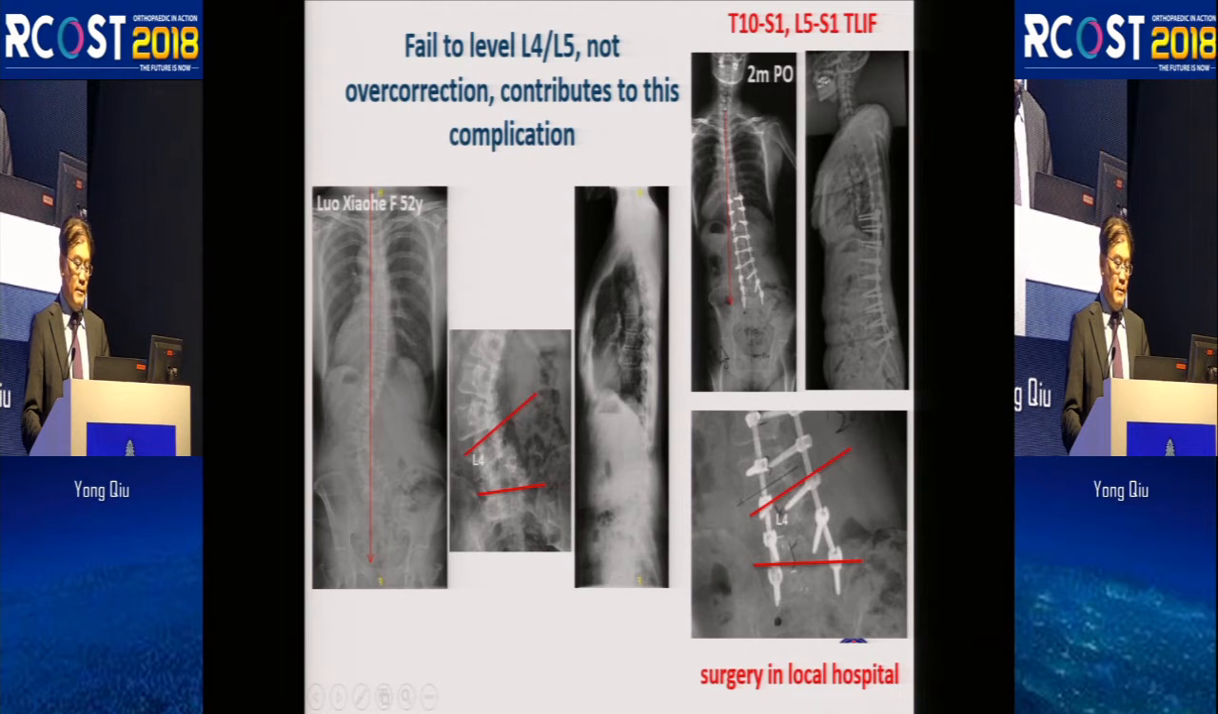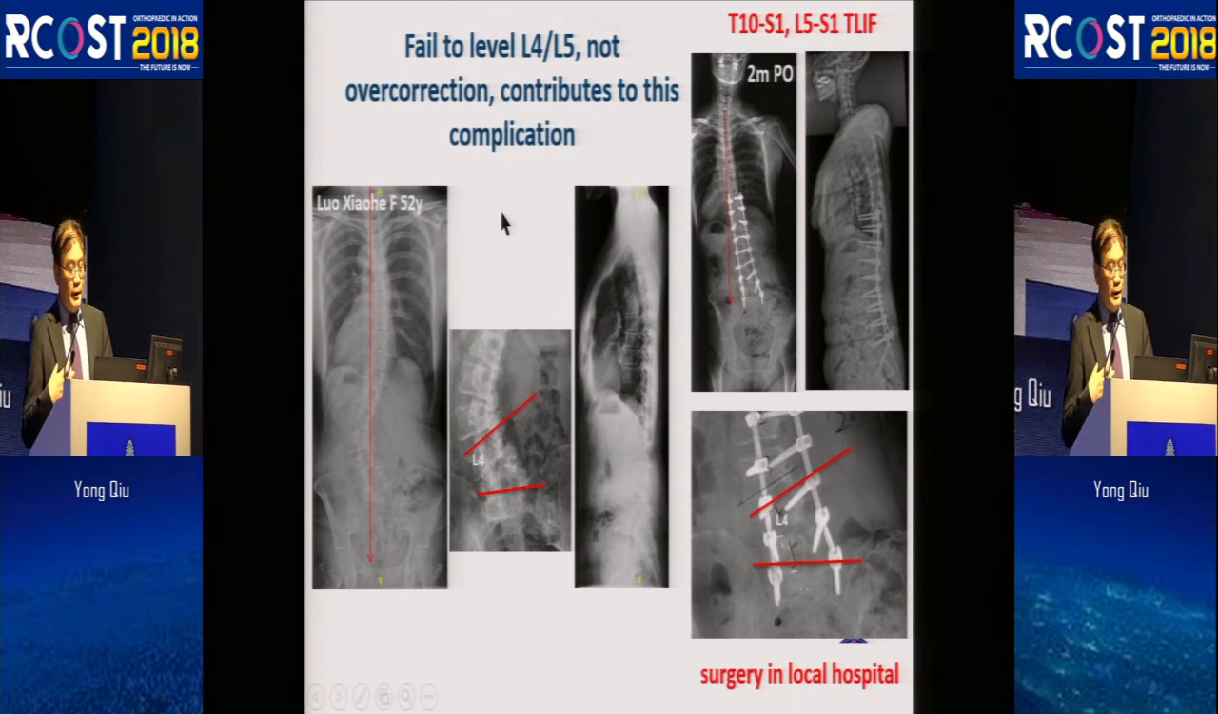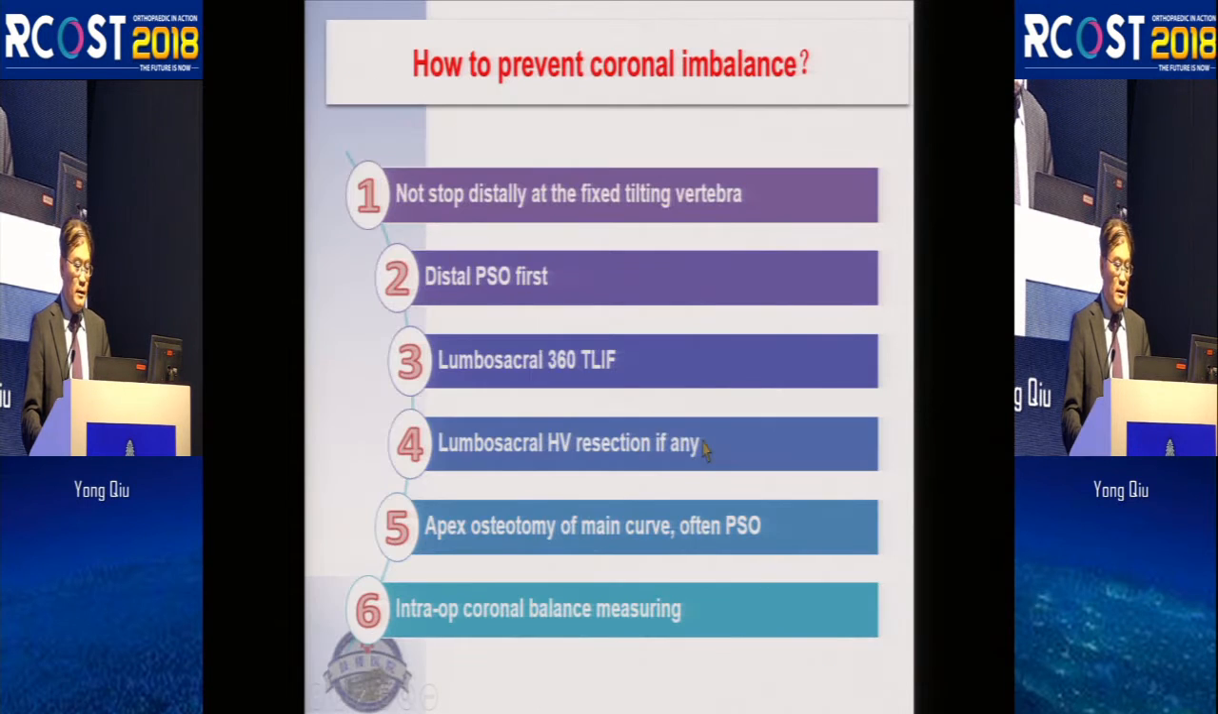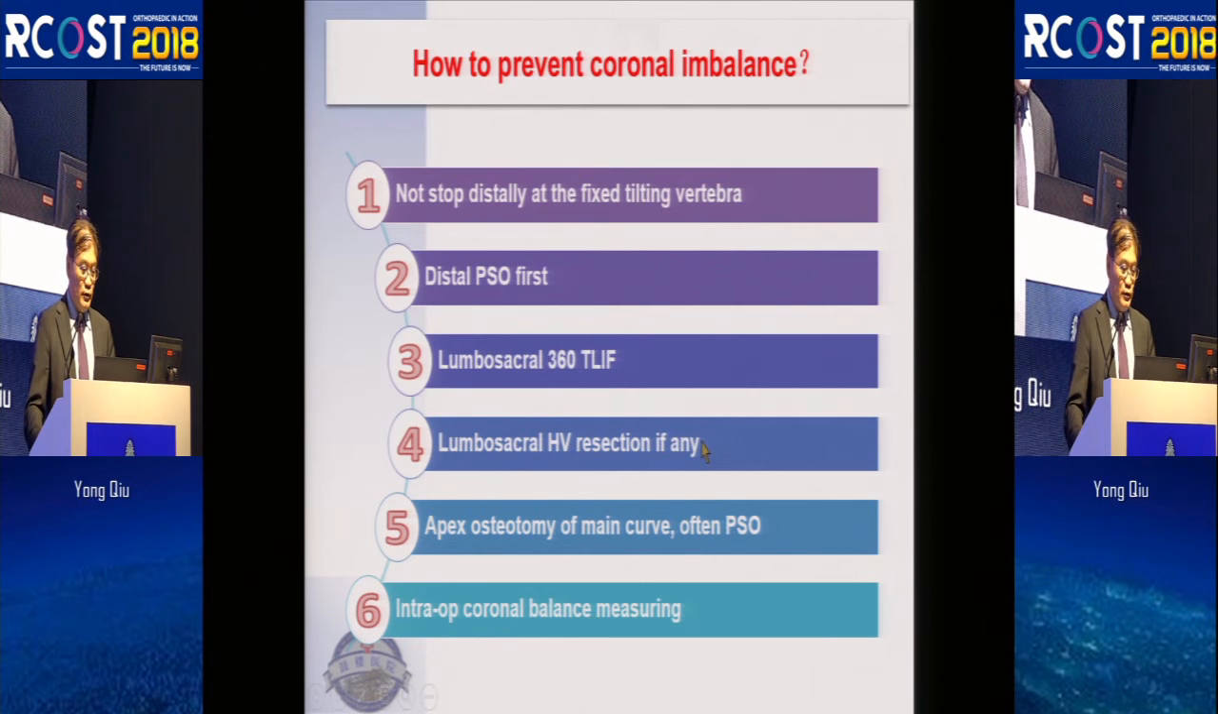The essential problem in this patient is failure to level L4, L5, not overcorrection. So the failure to level L4, L5 contributes to this complication. So what I did is to level L4, L5. So we did a 360 degrees osteotomy, and I will show the surgery after.